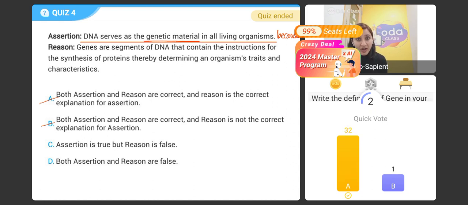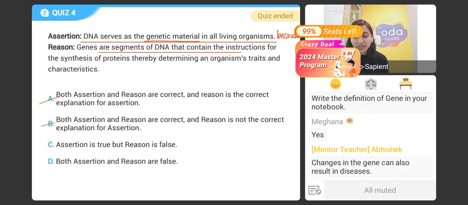Why does DNA serve as genetic material? Because DNA contains genes, and genes are segments that contain instructions. It's passed on from one generation to another, from your grandparents to parents, from your parents to you. The information is passing through DNA, and the part of DNA which has information is called genes. That is why DNA is the genetic material.